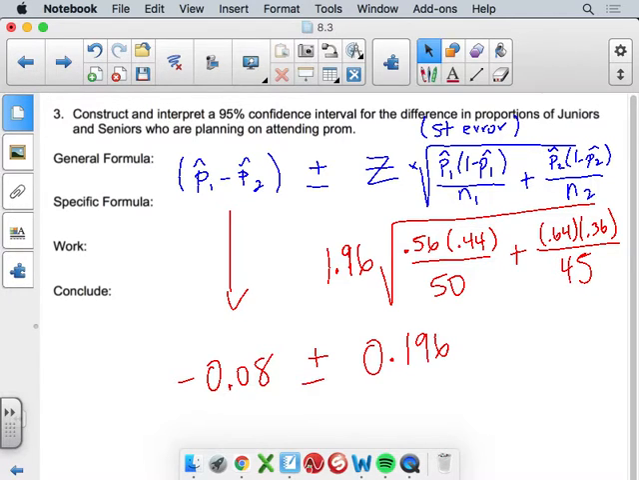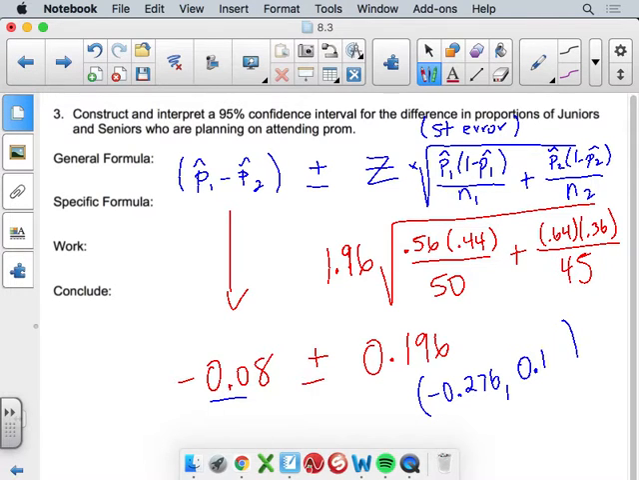So maybe I'll go ahead and write that in my little parentheses. I'm going to do negative 0.08 minus and plus that value. All right. Let's see. I got negative 0.276 and then a positive 0.116 as my interval.